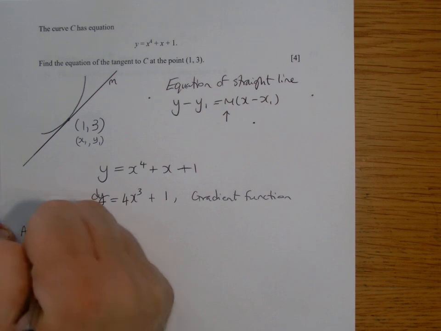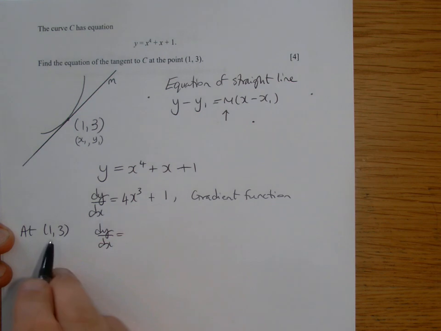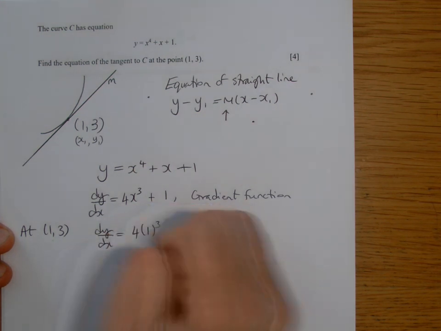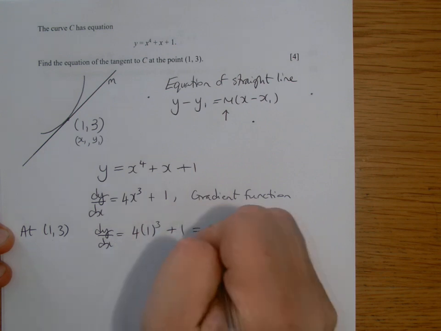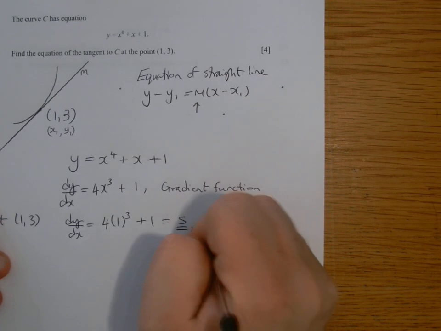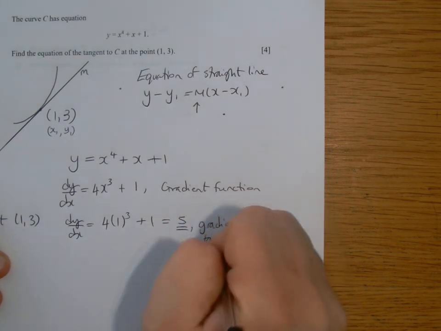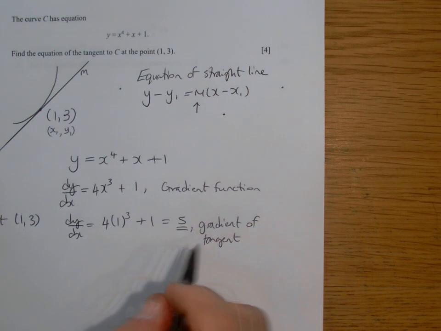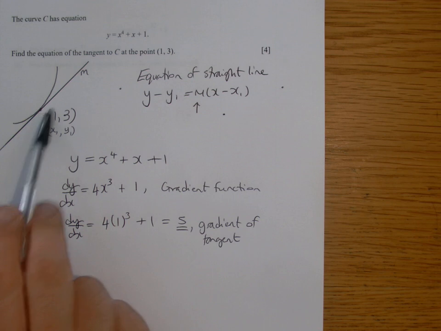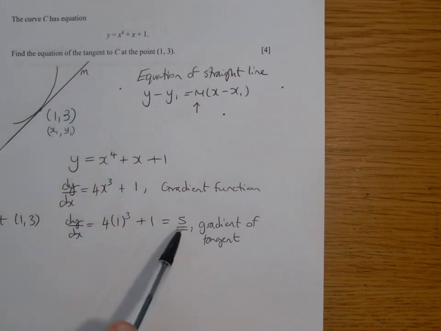I'm interested in the point they've given us, (1, 3), and at that point x is equal to 1. So we sub it into this gradient function, and it comes out to be 5. You should be annotating this and saying, look, this is the gradient of the tangent, because you're essentially answering your question. You've determined that the gradient of my tangent here is 5.